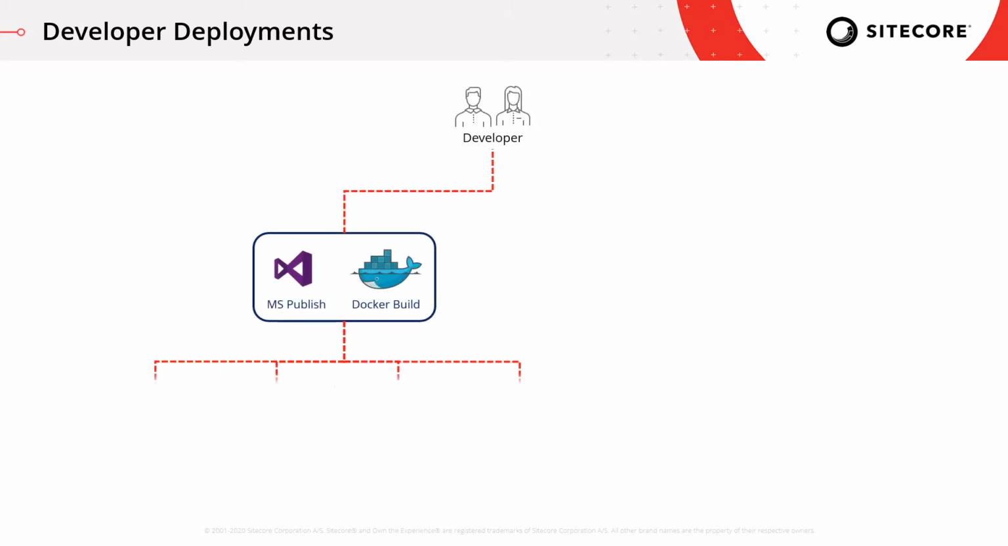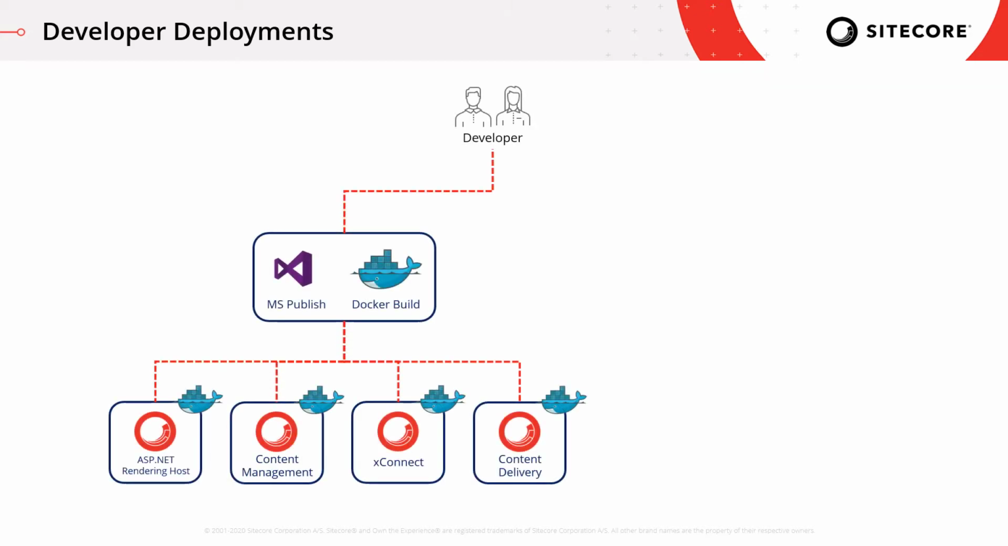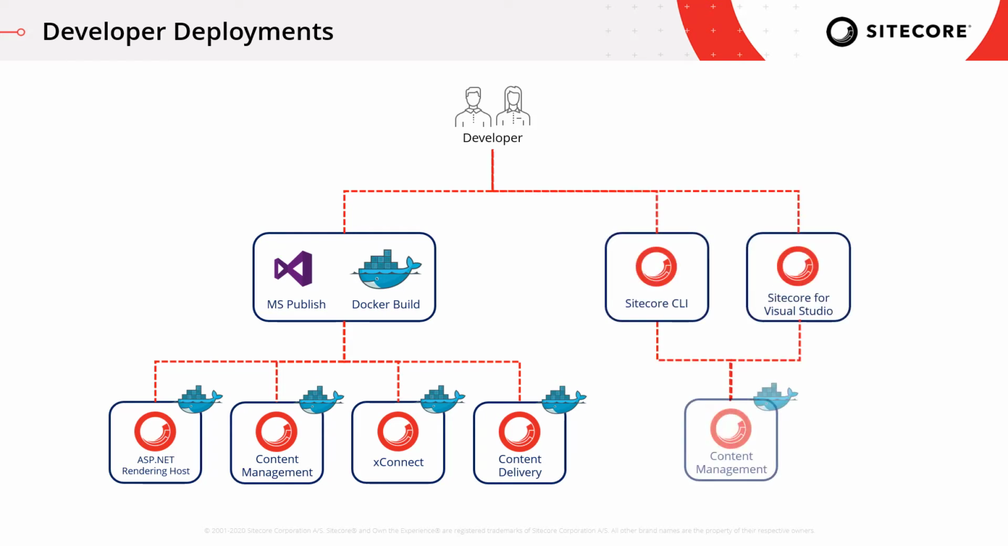So, first up, you're going to need to push code updates to your containers. And there are two approaches to this. You could do this either using Visual Studio Publish or a docker build. And I'll go into each of these in more detail shortly, but they're the approaches you'll use to push out your application updates. But you're going to need to push content as well as code. And there are two new tools to help you here.